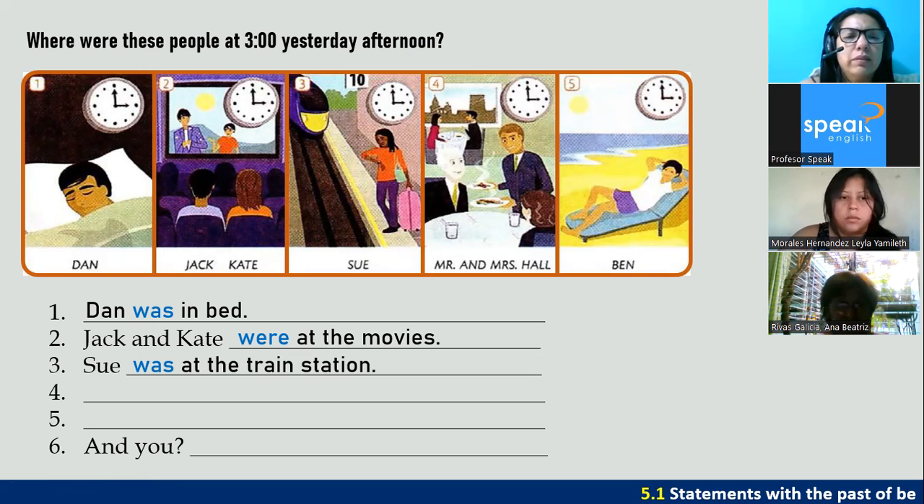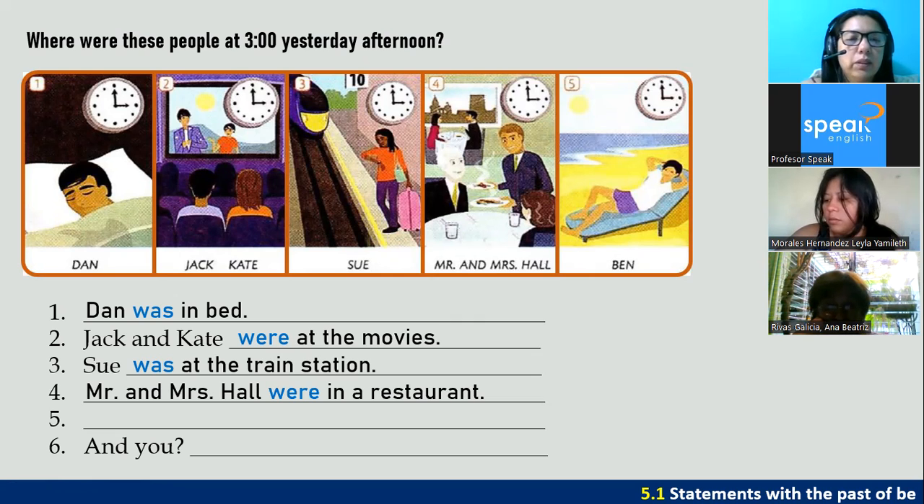Y un coffee shop es donde venden solo café, ¿verdad? O café y postres. Pero un café es más como un restaurante, como café nomás. So Mr. and Mrs. Hall were in a restaurant or were in a café. Right? Or in a coffee shop, pero no parece un coffee shop. Se ve bien fancy, bien elegante.